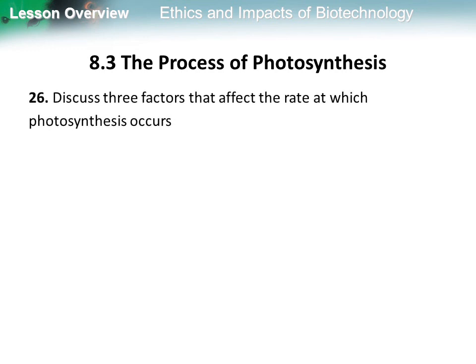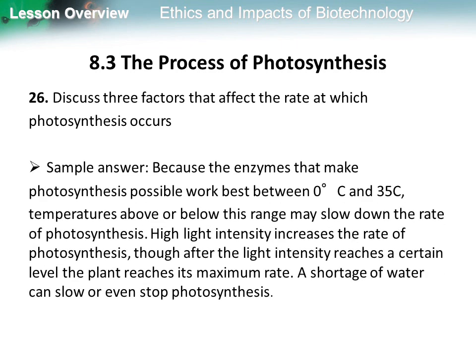Now let us go to the last question. It says, discuss 3 factors that affect the rate at which photosynthesis occurs. Here is the possible answer. Because the enzymes that make photosynthesis possible work best between 0 degrees Celsius and 35 degrees Celsius, temperatures above or below this range may slow down the rate of photosynthesis. High light intensity increases the rate of photosynthesis, though after the light intensity reaches a certain level, the plant reaches its maximum rate. A shortage of water can slow or even stop photosynthesis.